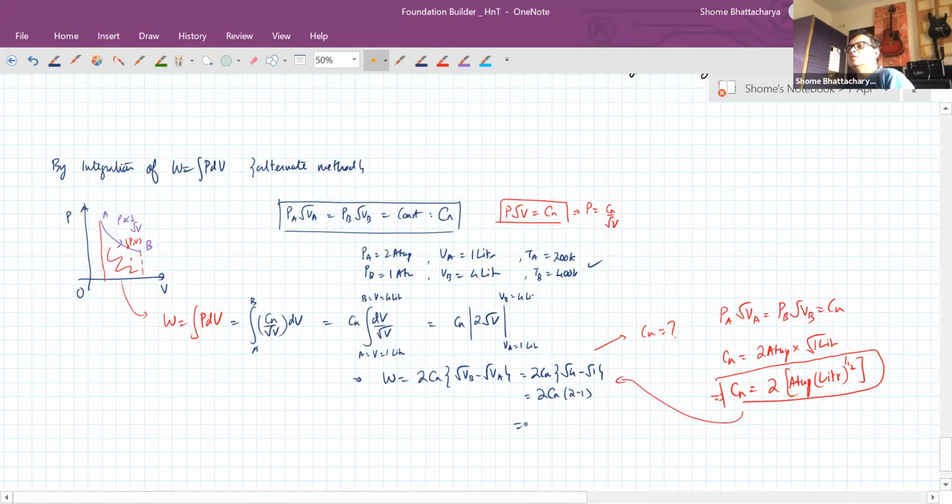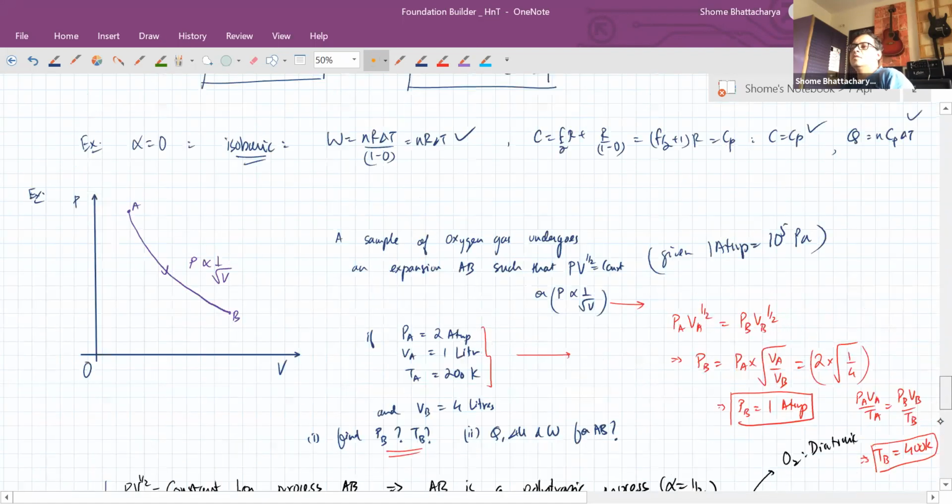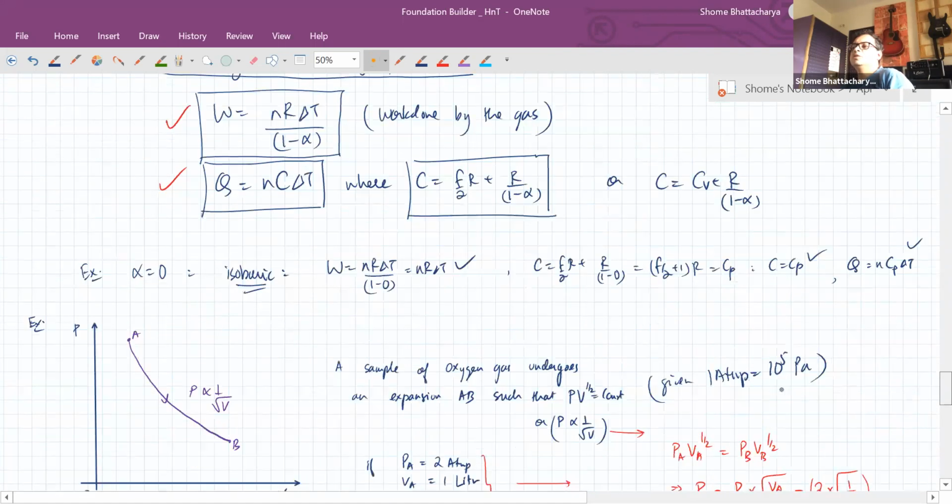So this value becomes 2 into 2 atmosphere square root liter. Okay. Now into this factor, which you can see is in root of liters, because this is square root of volume in liters. So it ultimately becomes 2 into 4 liter atmosphere. Or it becomes plus 400 joules. And you'll see this is exactly the calculation that we had got above. We got exactly this calculation. The work done had come out to be plus 400 joules.